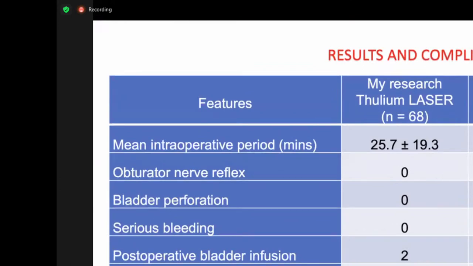You can see that using thulium laser TURBT compared to monopolar TURBT, like the studies of others, shows significant improvement in obturator reflex, bladder perforation and postoperative bladder irrigation, such as obturator reflex 18 cases or 7 cases versus zero, bladder perforation 4 cases or 3 cases versus zero. Postoperative bladder irrigation 11 cases or 41 cases versus only 2 cases. It also significantly reduced the length of urethral catheterization and hospital stay.